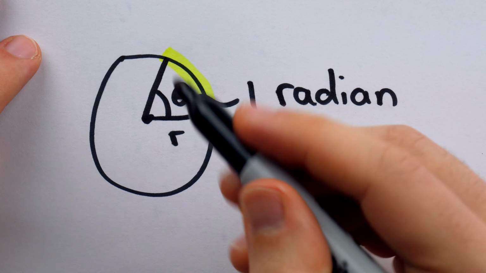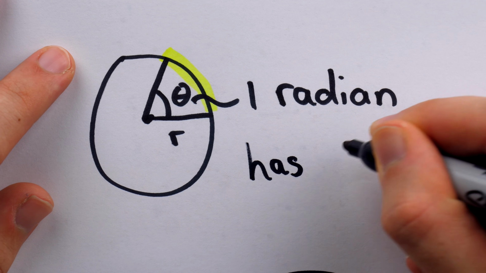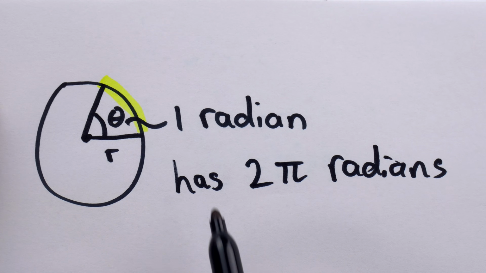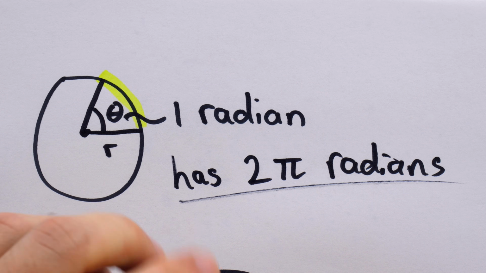The circumference of a circle is 2 pi times the radius, so every circle has 2 pi radians. So that's just a briefing on what a radian is. Every circle has 2 pi radians. It's a beautiful angle measure.